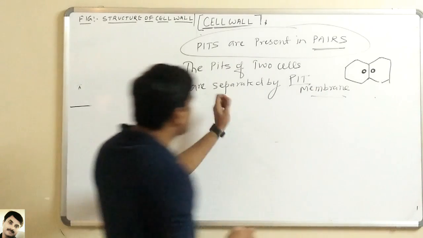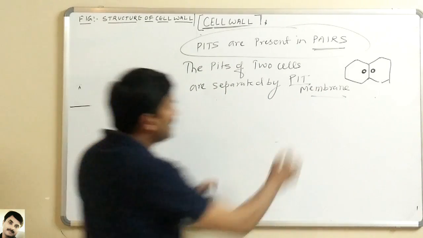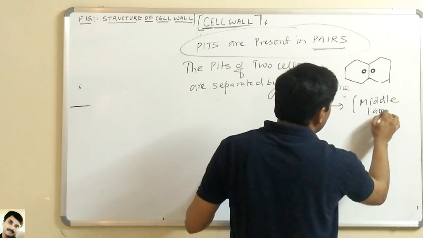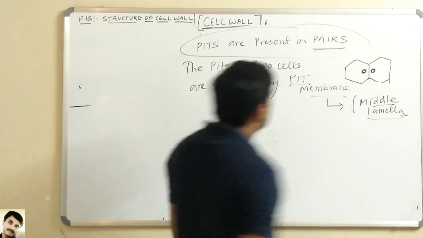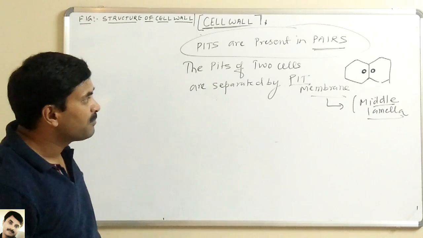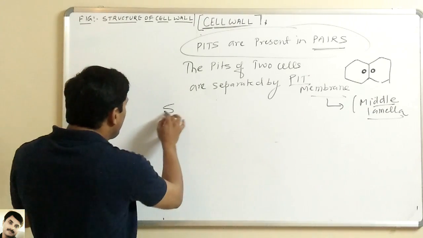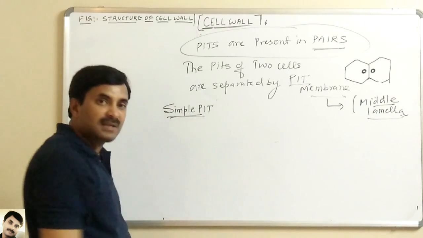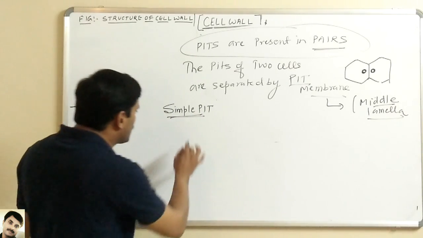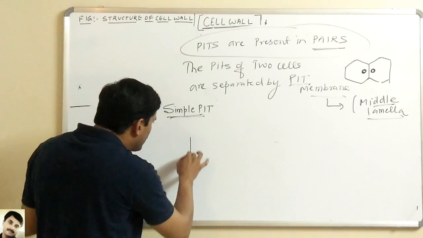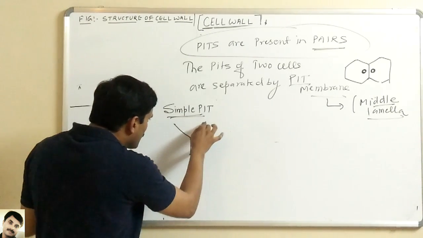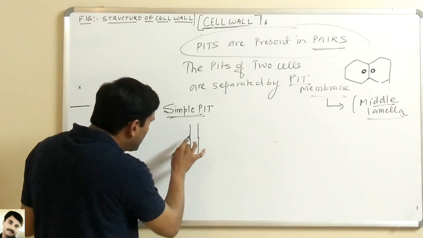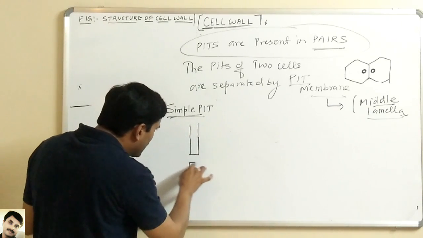The pits of the two cells are separated by a pit membrane, and this pit membrane is made up of middle lamella. Say if we talk about a simple pit, just now I have said that a simple pit has uniform diameter throughout the length. Say this is a simple pit, this is the pit of one cell, this is the pit of another cell.